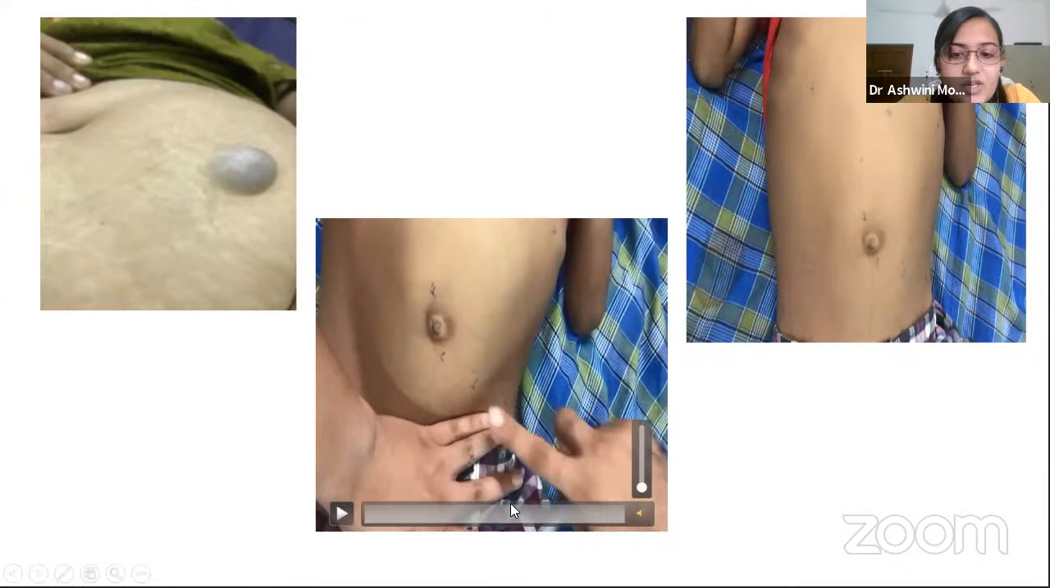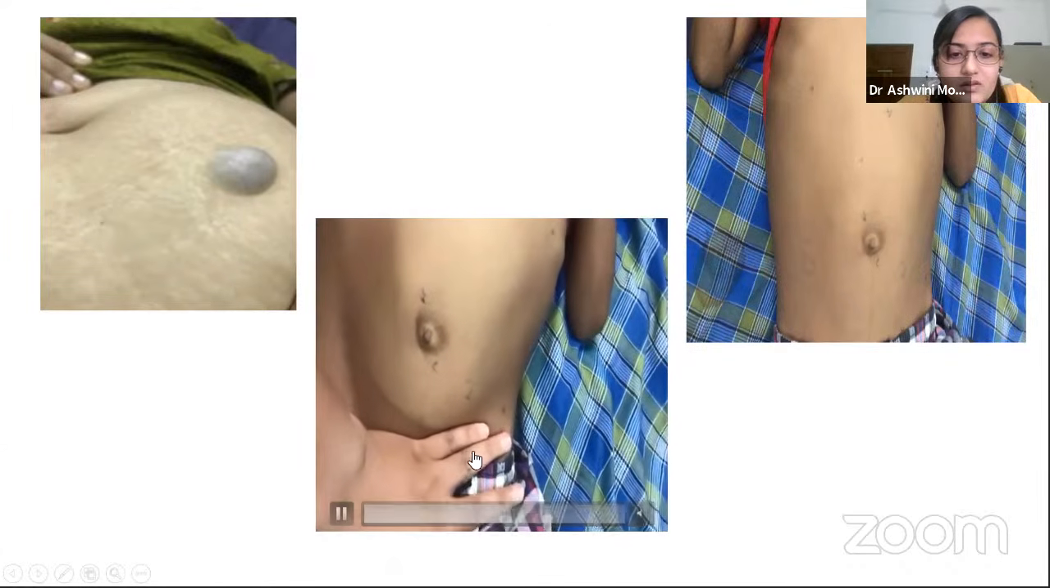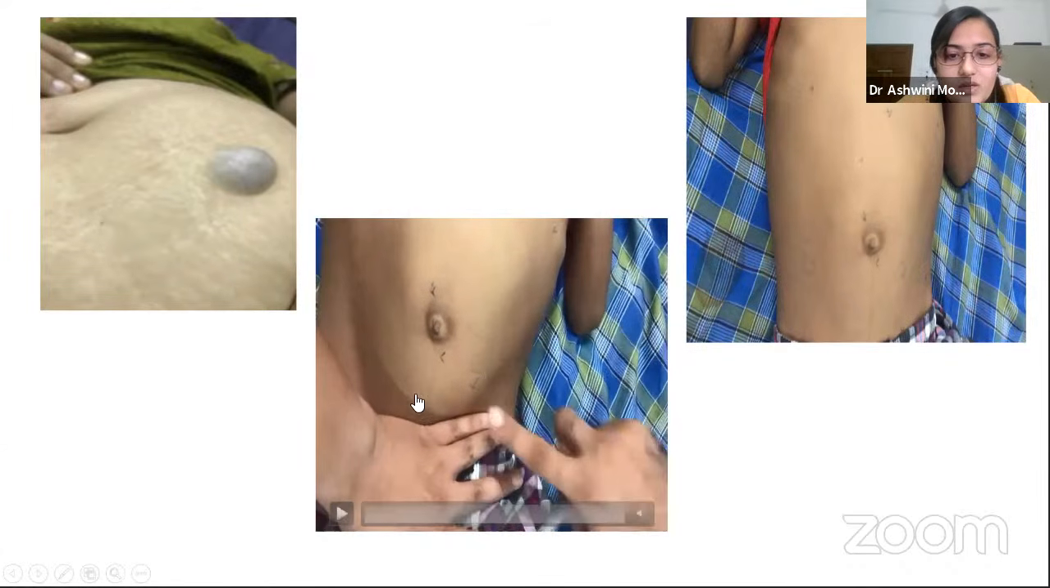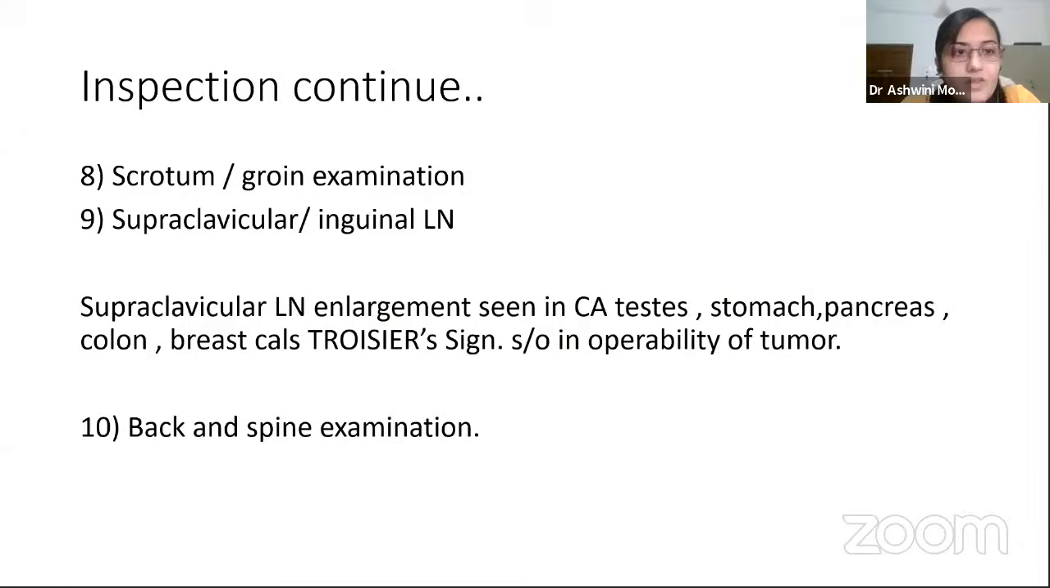If you can appreciate the movement just above my finger, there is a movement present over here. So during inspection, we can notice that also. Then after that, we have seen most of the things over the abdomen. So now what other things do we have to see? The other things include the scrotum and groin genital area.